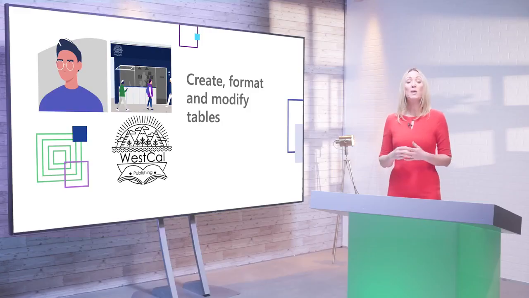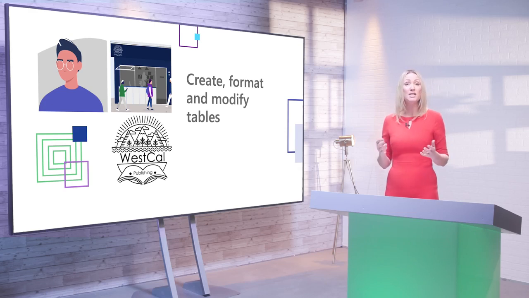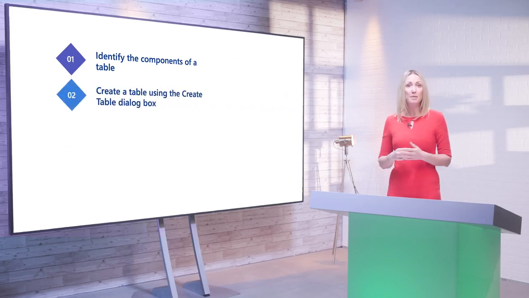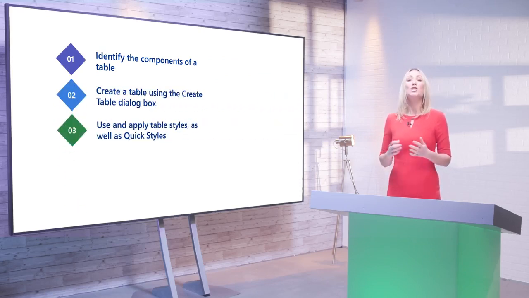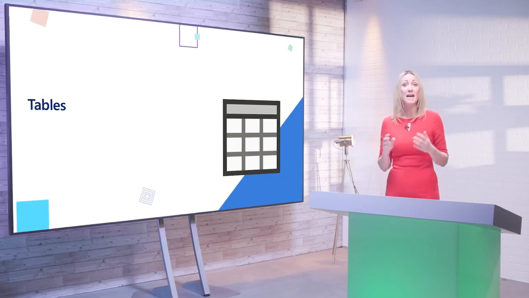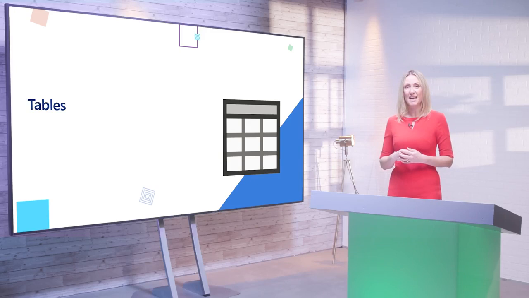This context is ideal for using tables and making use of Excel's powerful organisational capabilities without modifying the data itself. Using tables will help Thomas analyse the sales figures he's been asked to. Let's see how we will be able to accomplish that task. With this scenario in mind, by the end of this lesson you should be able to identify the components of a table, create a table using the Create Table dialog box, use and apply table styles as well as quick styles, and customize row display. So let's jump right into it and explore tables to see how Thomas can work smarter with smaller sets of data by creating, formatting and modifying tables.